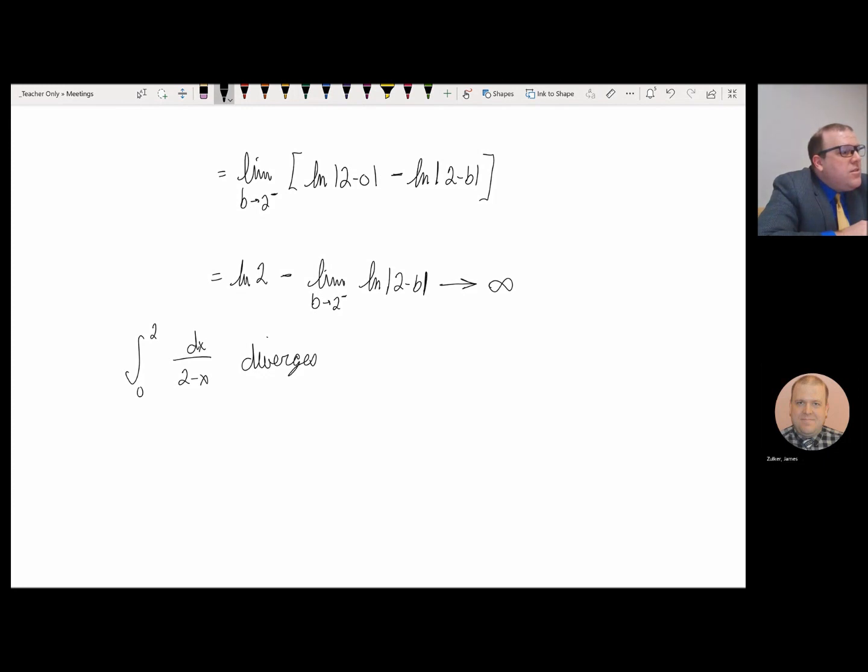Well, we can't really do that. Exactly. So it doesn't exist. You can't say the areas cancel out because you can't say infinity cancels infinity out. That's not true.